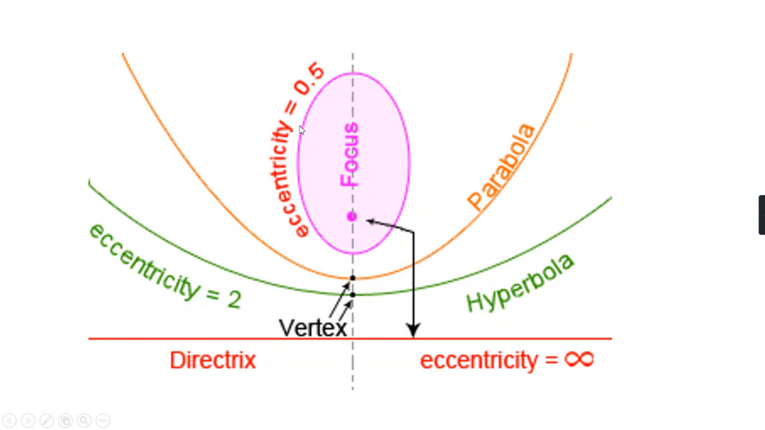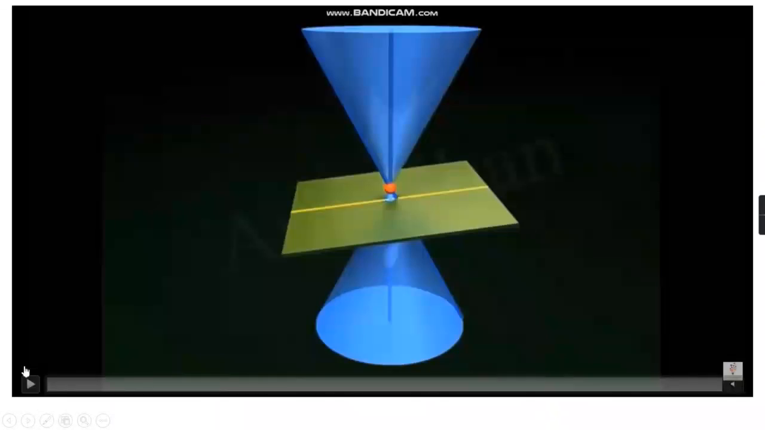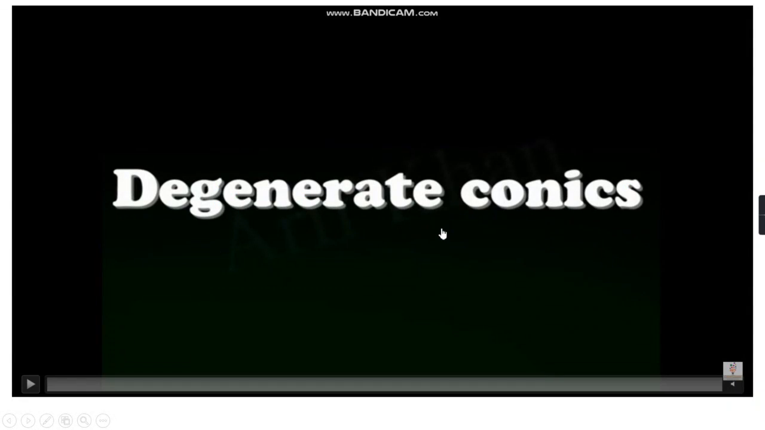So in this picture you can see when the eccentricity is less than 1, it is an ellipse. When the eccentricity is equal to 1, then it is a parabola. When the eccentricity is greater than 1, it is the hyperbola. And when the eccentricity is infinite, then it is a straight line. So these are the degenerate conics.